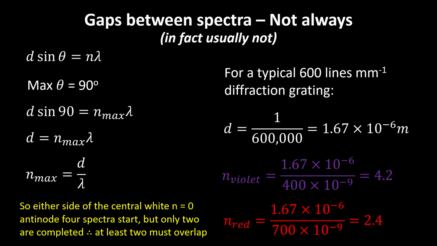So that at least 2 of them must overlap in this, okay? So we can actually have a look, where does that actually start? What does the spectra actually look like, if we could see all of it? Because remember, most of it's going to be too dim for us to see, but if we could see it, what would it look like?